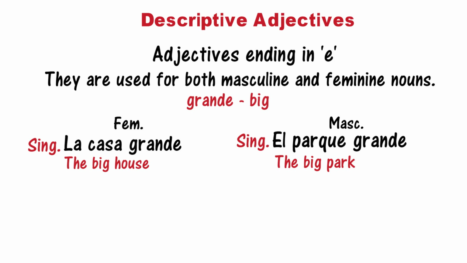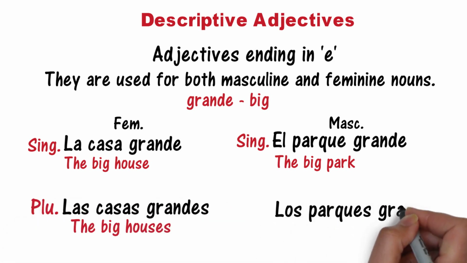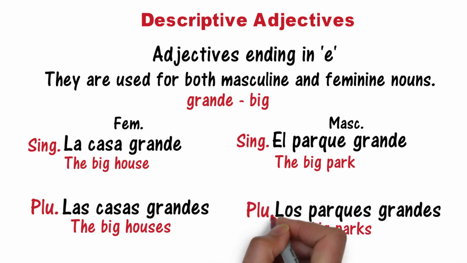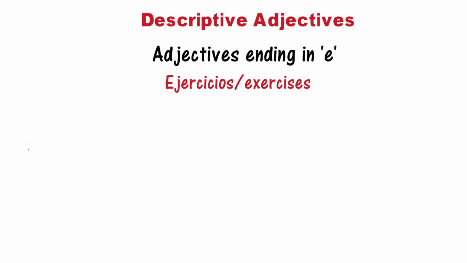But if it's in plural, you only add s. So we have las casas grandes and los parques grandes. Los parques grandes, las casas grandes. So it's only in the plural form that you add s, but when it's feminine or masculine, it's the same. That is for adjectives ending with a vowel. You can now try your hand at these examples.